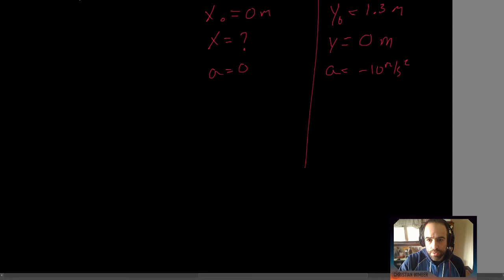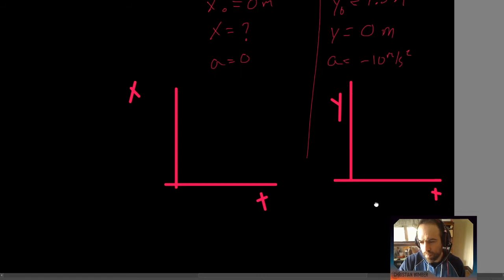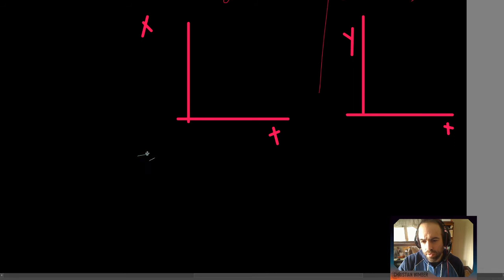Let's switch over to a different marker. Sorry, one second. I want to draw lines, and I need a marker that'll let me draw lines. So a position versus time graph. A velocity versus time graph.